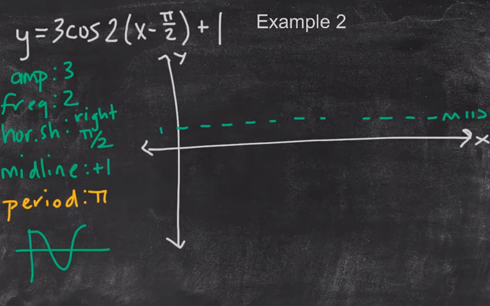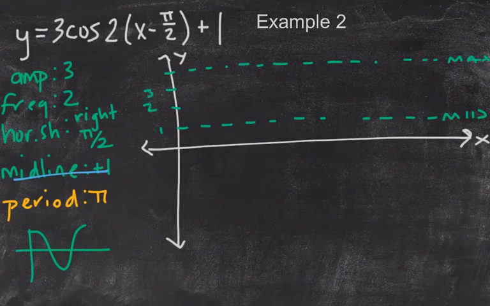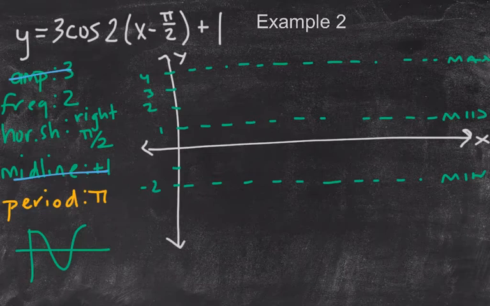My amplitude is 3, so I'm going to go 3 units above my midline. And there's my maximum. In this case, that's going to be at y equals 4. And then 3 units below my midline is y equals -2. So I've taken care of the amplitude and the midline at this point.